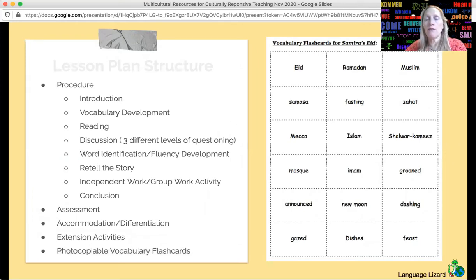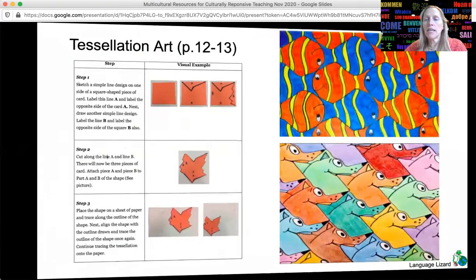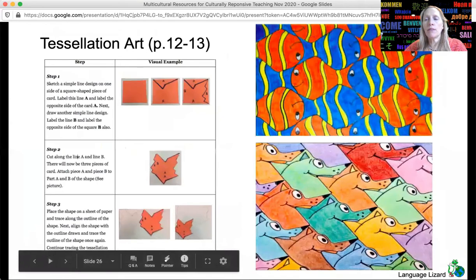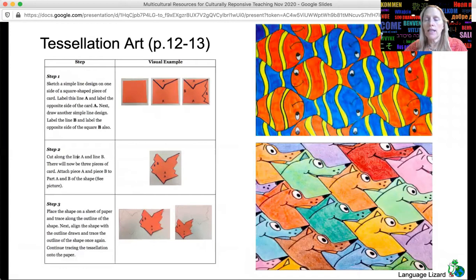It provides photocopiable flashcards. And the lessons also include extension activities and co-curricular activities. For example, in this case, we're looking at and learning about tessellations in Islamic art, and that can be integrated with math or art lessons. Kids can have the opportunity to tessellate 2D shapes. The lesson also will include extension activities related to geography, for example, project work on the Middle East. And of course, there are a lot of additional extension activities related to writing and the development of oral language. Many of the lesson plans can be adapted to different ages and to different grade levels.